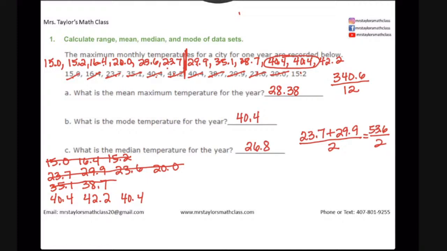So there you have it. We have taken a set of numbers, and we have found the mean, the median, and the mode. Okay, let's keep it moving.